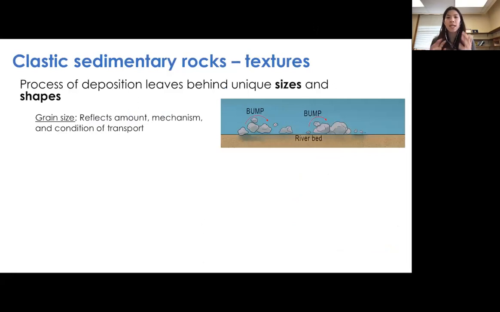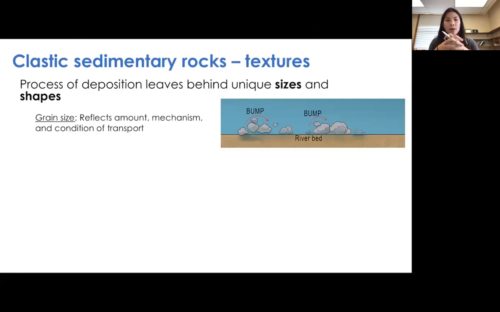Okay, so that's how we name our sedimentary rocks, and they can give us some idea of where and how these rocks were deposited. Each process of deposition is going to leave behind some unique sizes and shapes that are encoded into the sedimentary rocks. So we'll go through a few of these properties. The first one being the grain size, which is directly tied to the last few slides we've been talking about.